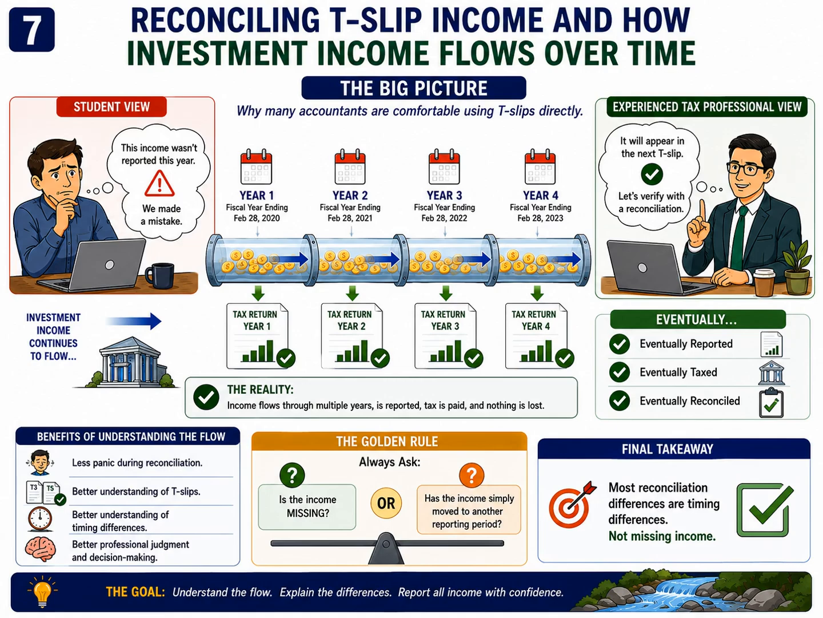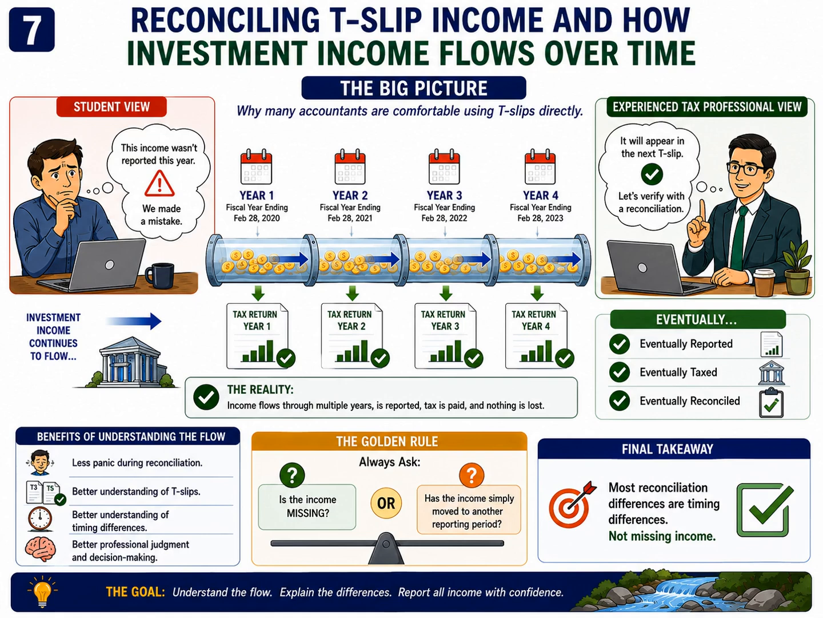Notice the contrast shown on the slide. The student sees an income difference and immediately worries that a mistake has occurred. The experienced professional sees the same difference and asks for a reconciliation. They want to understand the movement of the income before drawing conclusions. That mindset is one of the most important skills in tax and accounting. Good accountants do not panic when numbers differ. They investigate, they reconcile, and they determine whether the difference is truly an error or simply a timing issue.